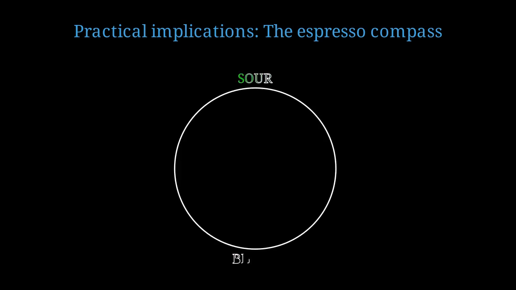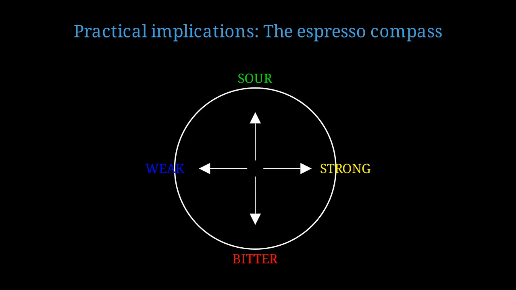Let me give you a practical framework for troubleshooting espresso based on everything we've discussed. Think of flavor as a two-dimensional space. The vertical axis goes from sour to bitter, controlled by extraction time and temperature. The horizontal axis goes from weak to strong, controlled by dose and ratio.